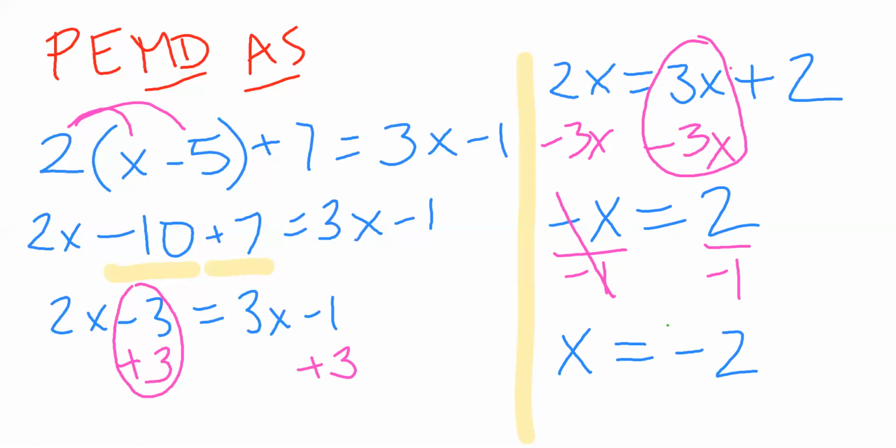So that is our little review of solving equations. So distribute through your parentheses. Make sure to combine like terms if they're on the same side of the equal sign, but to use inverse operations if they're on the opposite side of the equal sign.